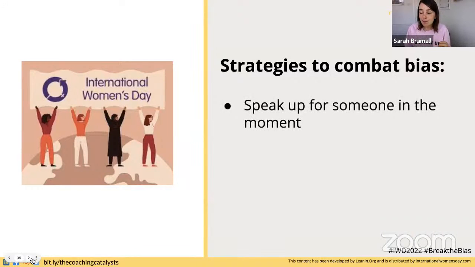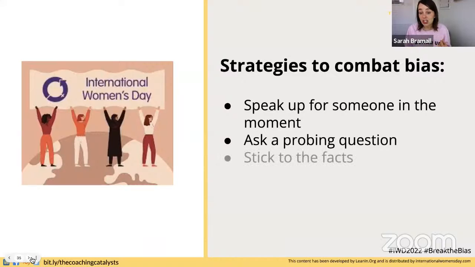When we notice bias occurring, it really helps if we can speak up for somebody in that moment, rather than walking away, pretending we haven't heard, not wanting to rock the boat. And I'm saying this as that's kind of my go-to, to not want to point things out. But actually we do have a responsibility when we know about this to speak up when somebody is experiencing bias, or to ask a probing question. So to ask, what's the evidence for that? Where's that come from? Something like that, again, a way of challenge.